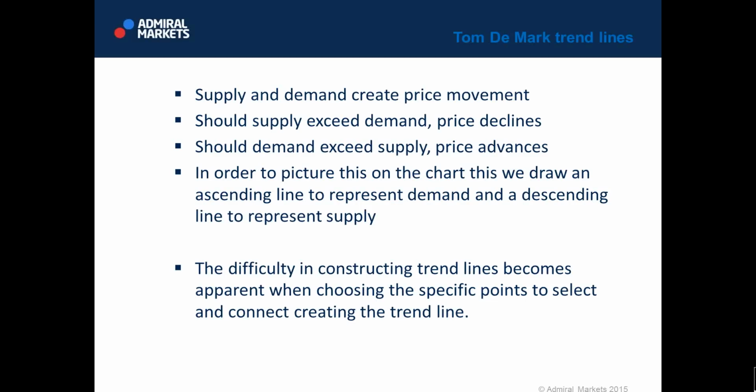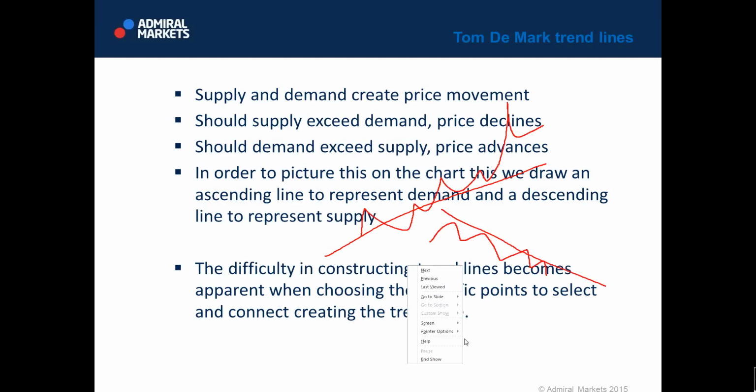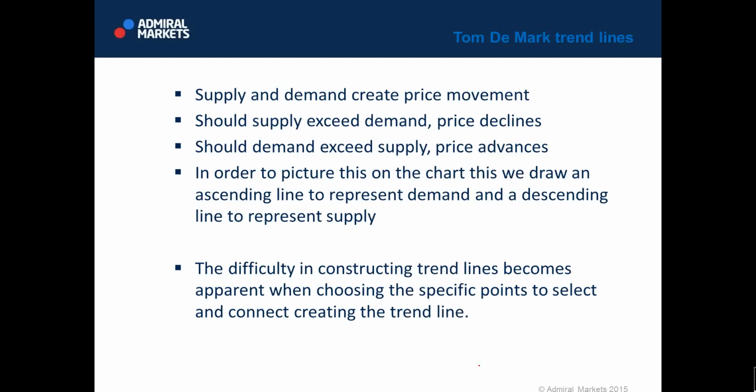So in order to picture supply and demand on the chart, we usually draw an ascending line to represent demand and a descending line to represent supply. Okay, so there is an ascending trend line, and there is a descending trend line. So demand and supply. Okay, now we go to the difficulty in constructing these trend lines.